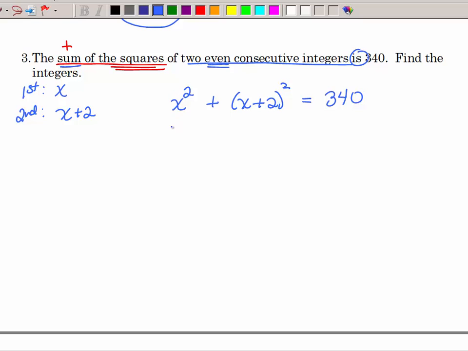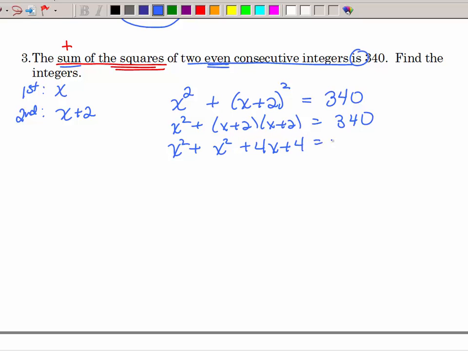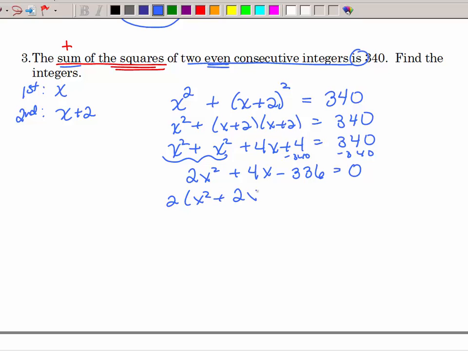So this is going to take a little bit more work. So we have x squared plus, and remember when we see something squared we either want to write it out twice on our paper or in our brain, and you FOIL that out, you're always going to get a trinomial. I need to collect like terms. And I'm going to subtract 340 from both sides. So that's going to be a -336. Wow, that's big. But I do notice that they're all even. So let's factor out a 2. So let's see, 2 goes into 336, 168.